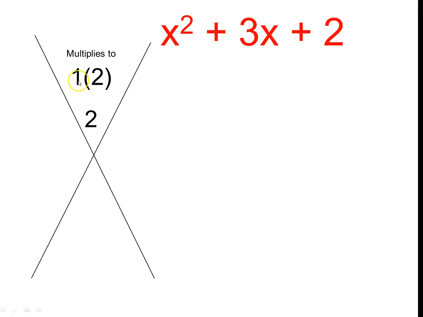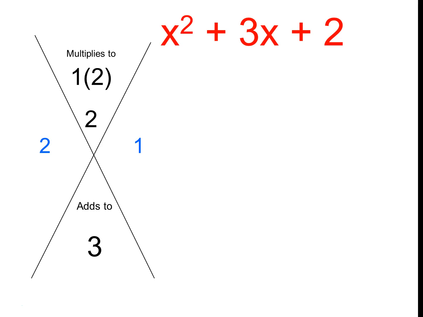Now, why have I written 1 times 2? Because there's a 1 right there, isn't there? So I need to multiply to 2. I need to add to 3. Well, that one's hard because there's only one thing that can come to mind. There's only one way to multiply to 2, and that's 2 times 1, isn't it?